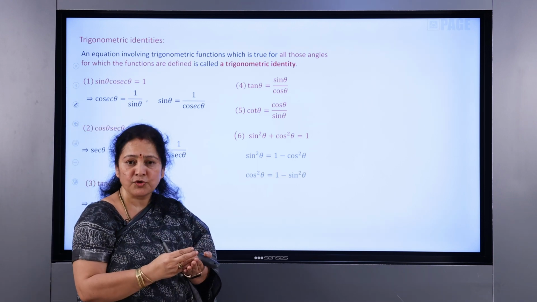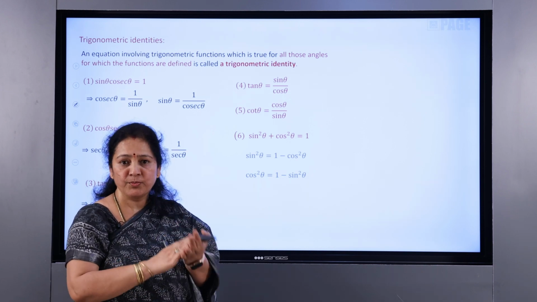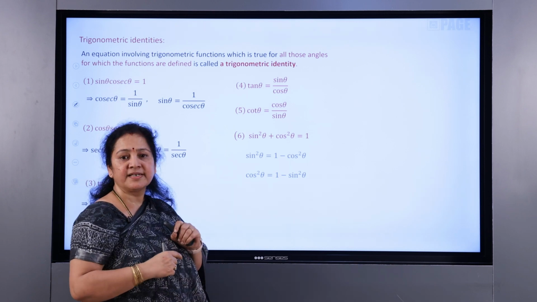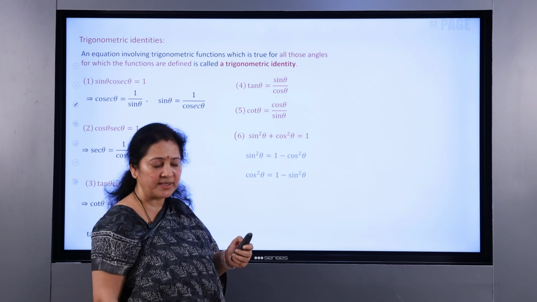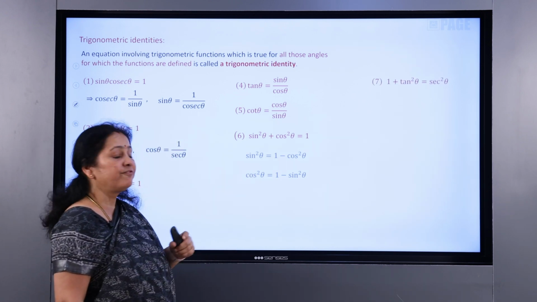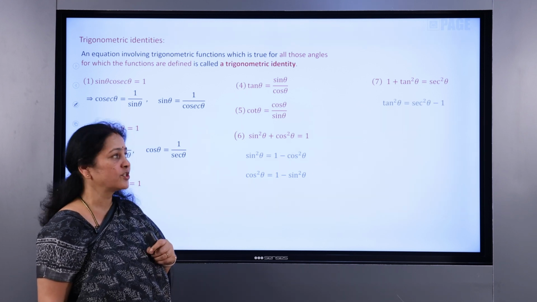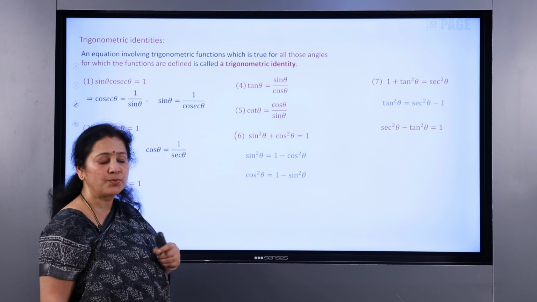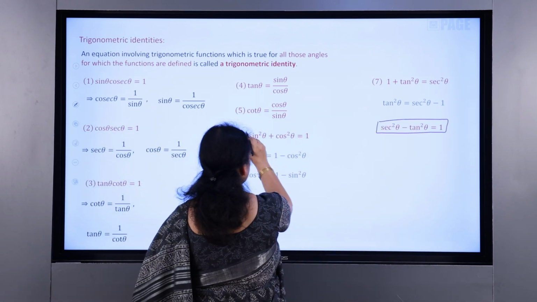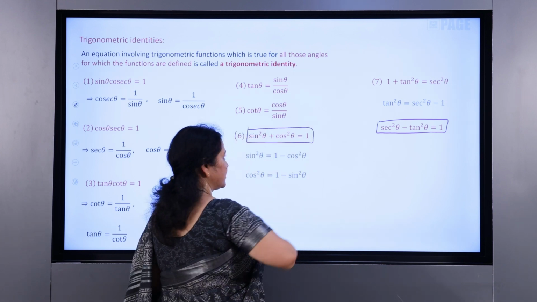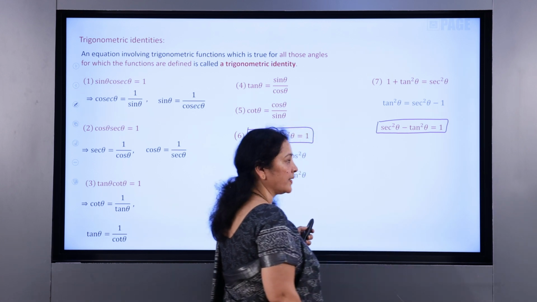Okay, so coming back to those formulae, let's repeat them again. Sine square theta plus cos square theta is always going to be 1. Next, sine square theta is going to be 1 minus cos square theta, cos square theta is going to be 1 minus sine square theta. Next one, we have 1 plus tan square theta is secant square theta. Or I can write that as tan square theta equals secant square theta minus 1, or secant square theta minus tan square theta equals 1.